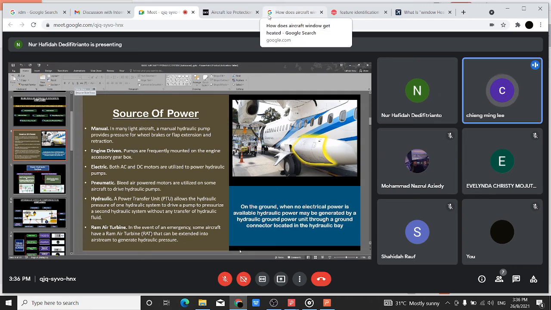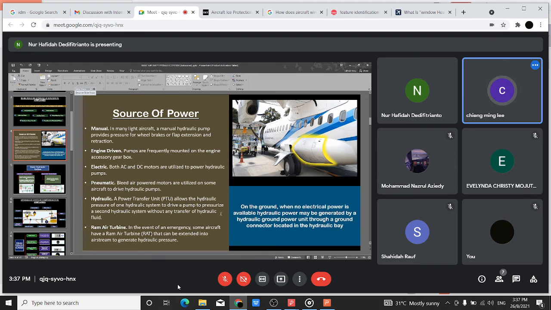And then this power transfer unit. I'm surprised nobody asked about this. So does anybody understand this power transfer unit? Since nobody asked just now, I assume you guys know, right? Okay. So this is typical for big aircraft, the hydraulic power transfer unit.